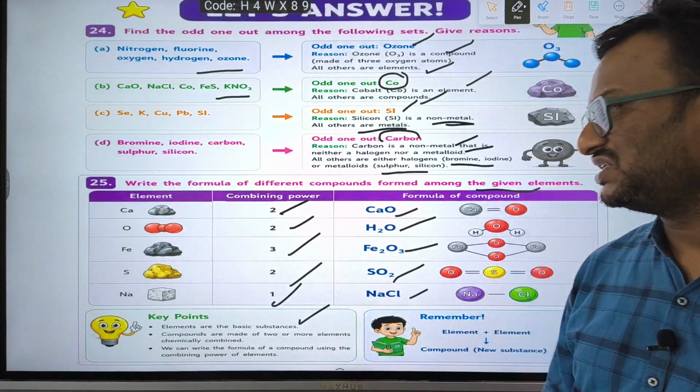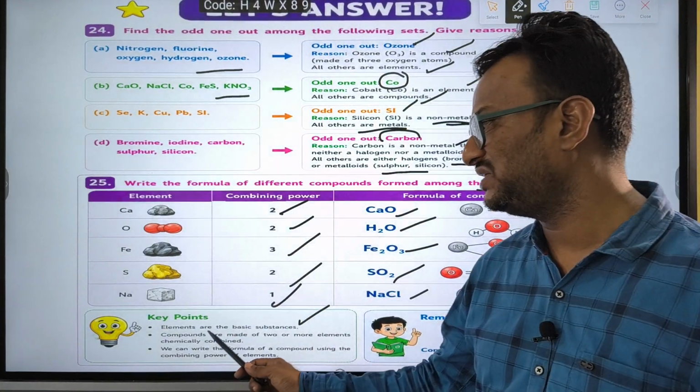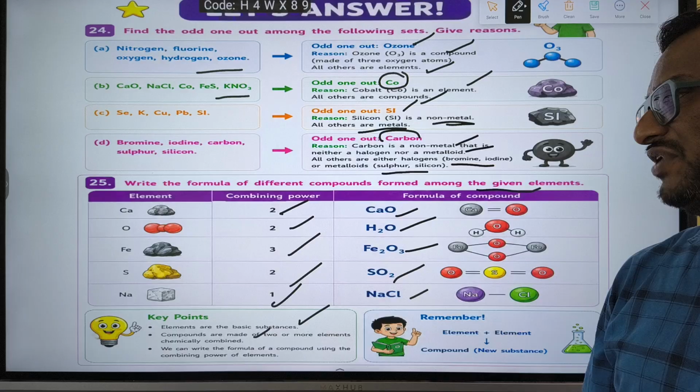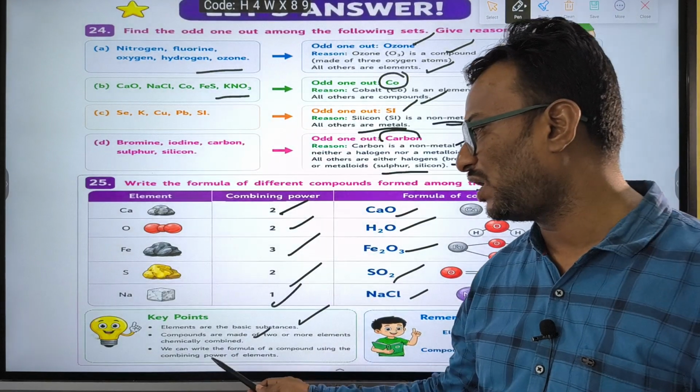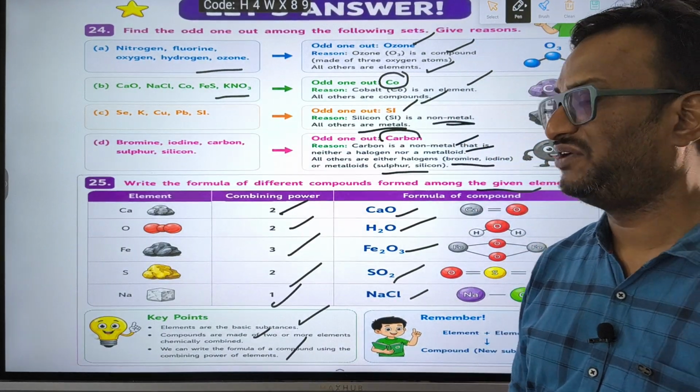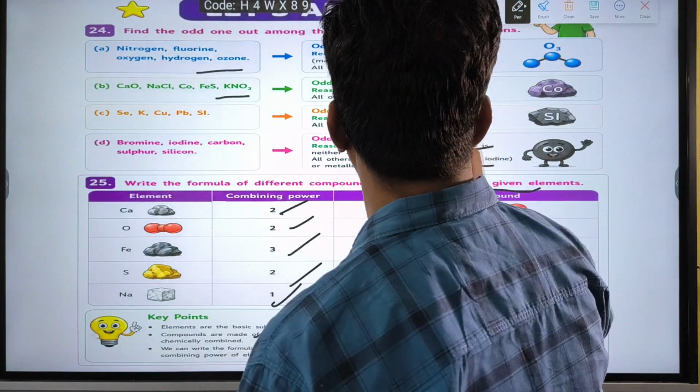Elements are the basic substances. Compounds are made of two or more elements chemically combined. When we write the formula of a compound using the combining power of the elements, we can write that formula.